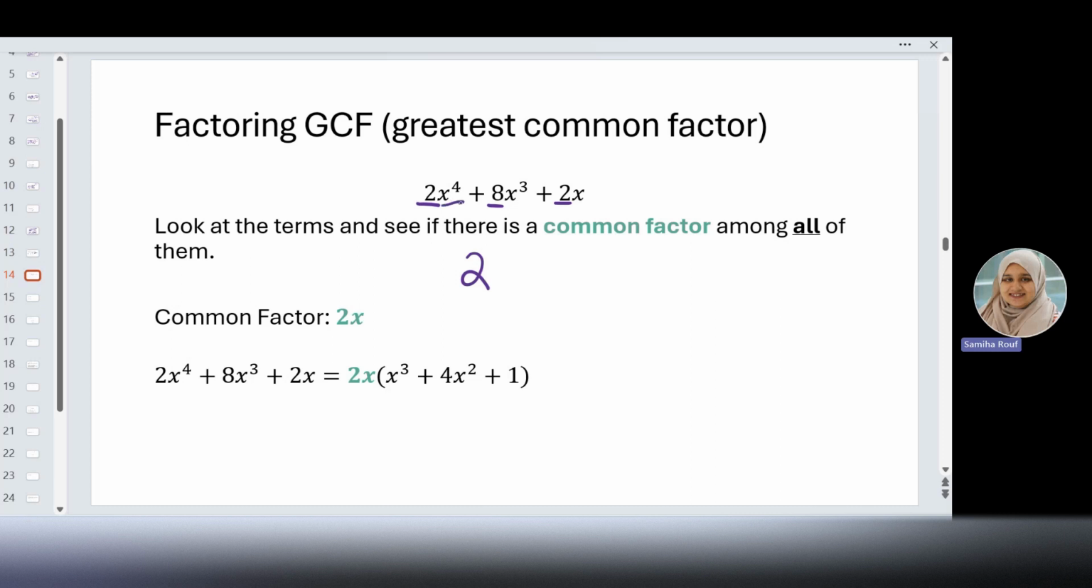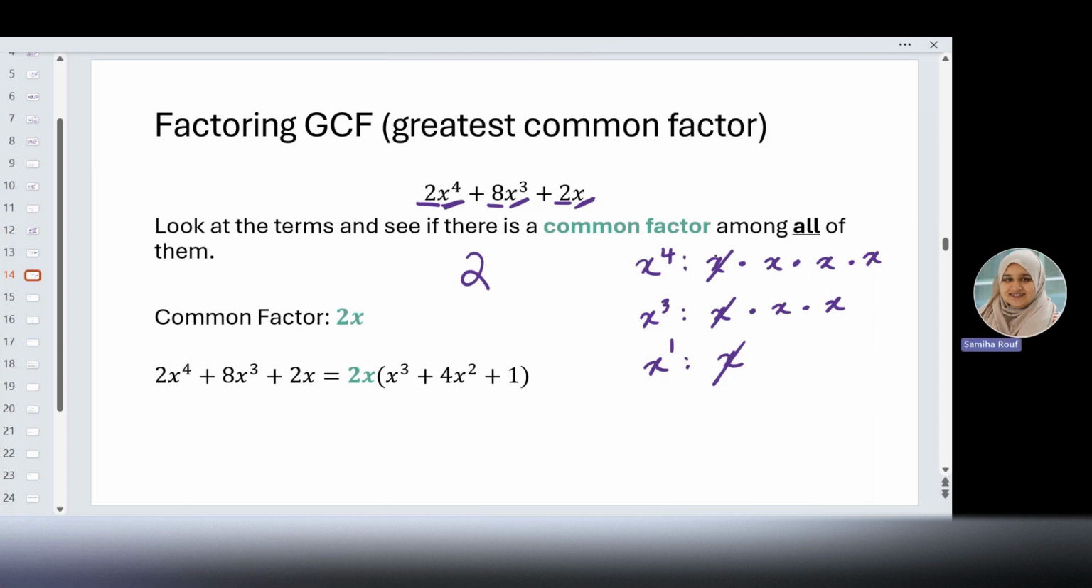Now, let's look at the algebraic variable part. So we have x to the power 4, x to the power 3, and x, which is x to the power 1. Which of these can divide? Well, let's write this out. x to the power 4 is x times x times x times x. x to the power 3 is x times x times x, and x is equal to just 1x. Notice this x can divide this x, can divide this x.